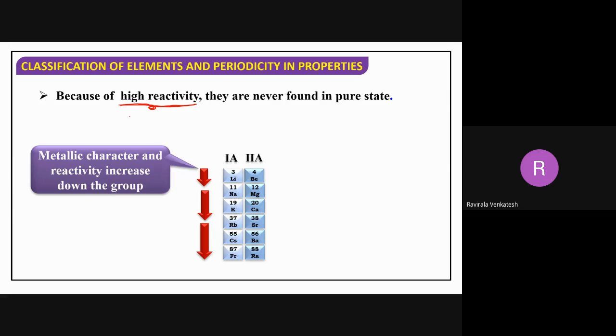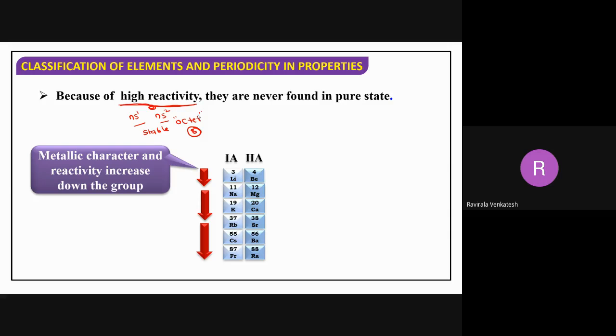Very simple. When they lose the ns1 electron or the ns2 electron, they get a stable octet configuration. Octet configuration means getting 8 electrons in the valency shell. In any element, generally, you will get a doubt: why do elements undergo chemical reactions? Why do elements have chemical reactivity? The simple reason is that the elements want to get the octet configuration, 8 electrons in the outermost shell.